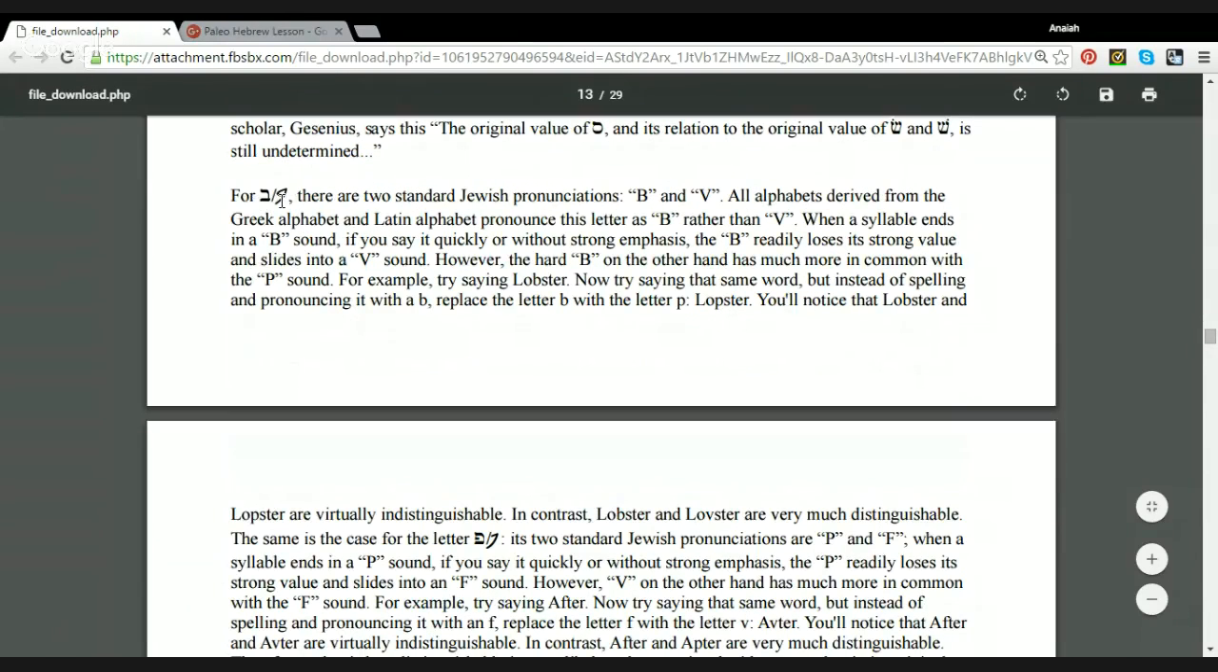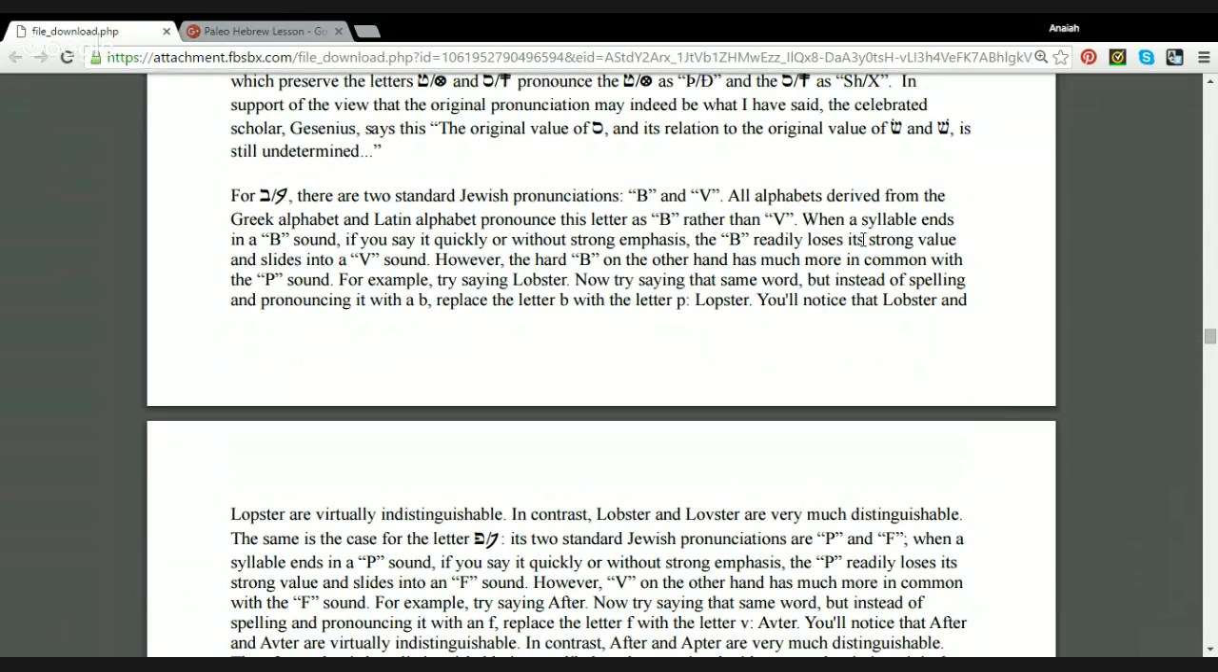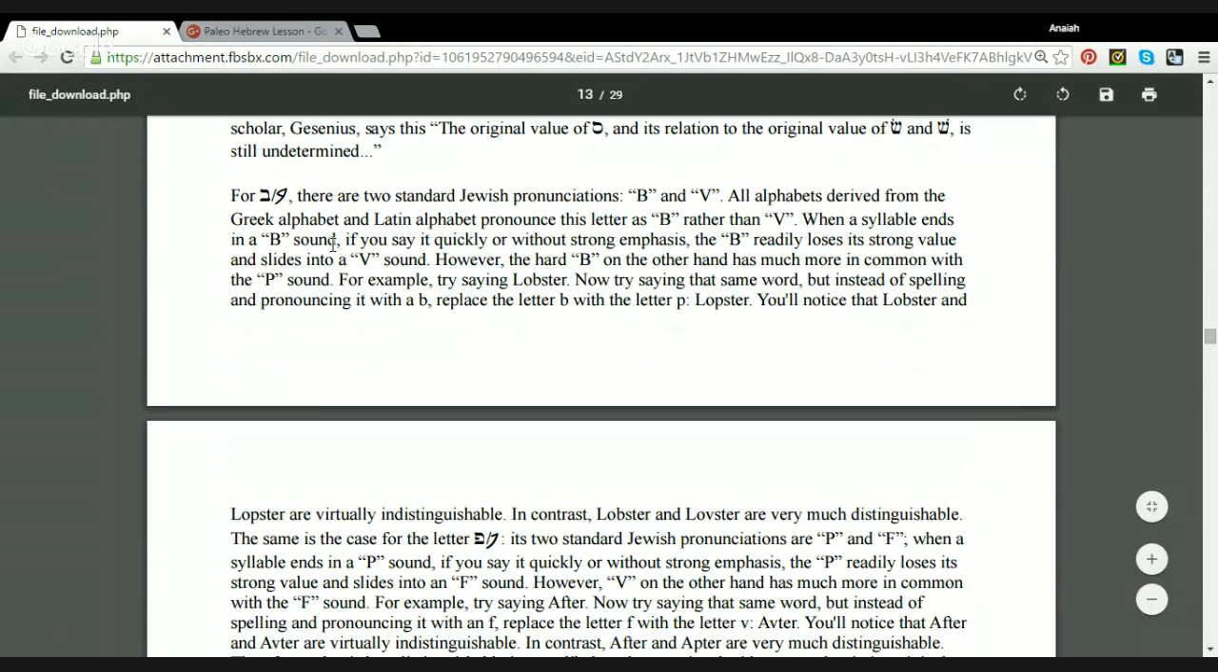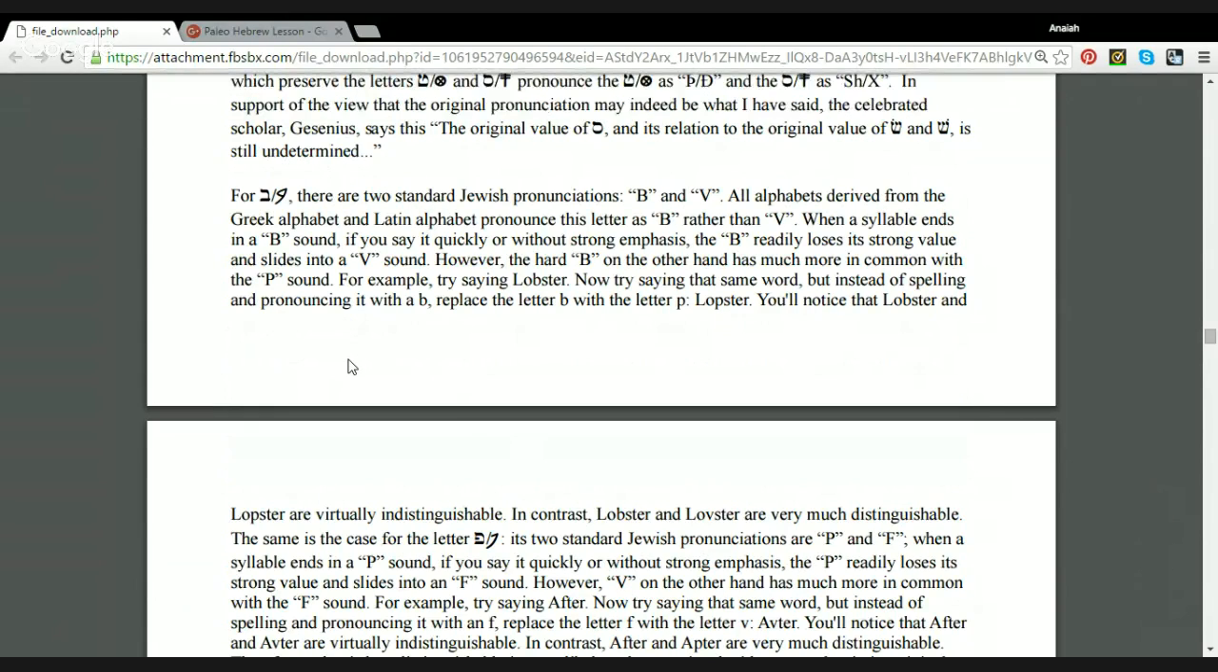And then right here I say for B there are two Jewish pronunciations, B and V. All alphabets derived from the Greek alphabet and Latin alphabet pronounce this letter as B and never as V. And then I say when a syllable ends in a B sound, if you say it quickly or without strong emphasis, the B readily loses its strong value and slides into a V sound. However, the hard B, on the other hand, has much more in common with the P sound. So I've mentioned this to you before, like lobster.